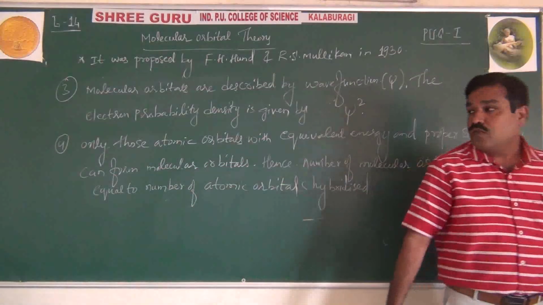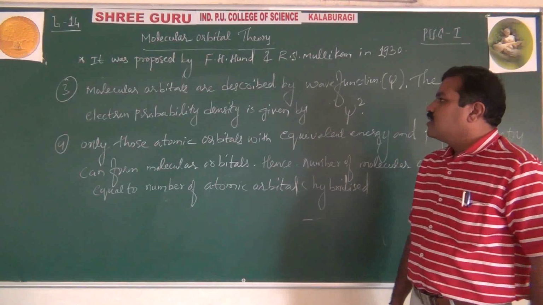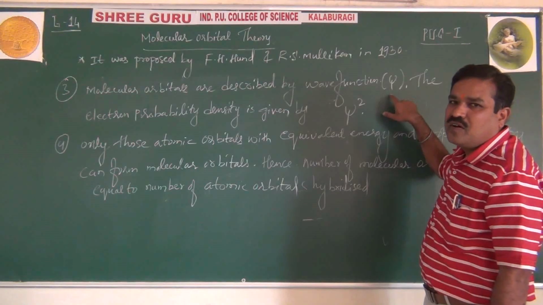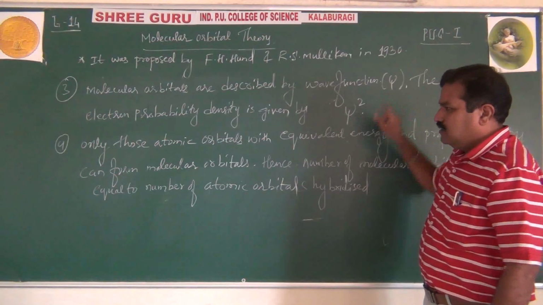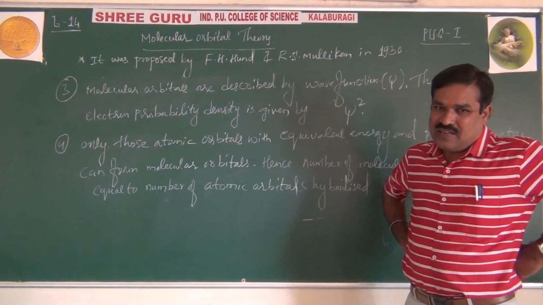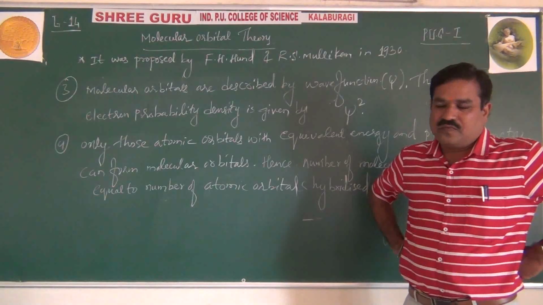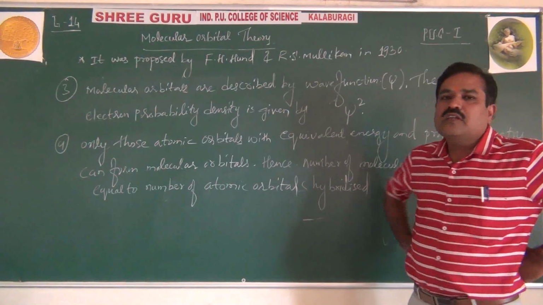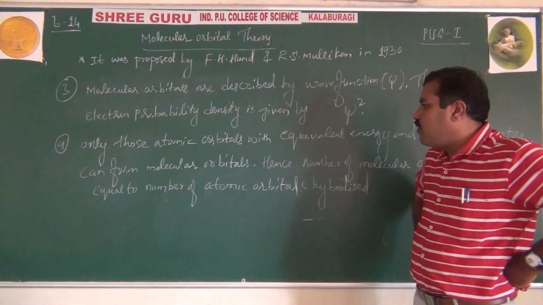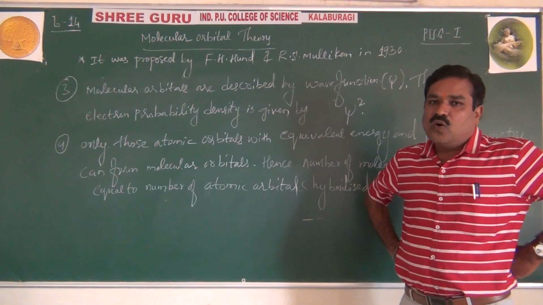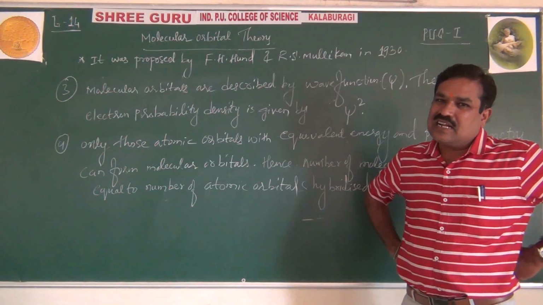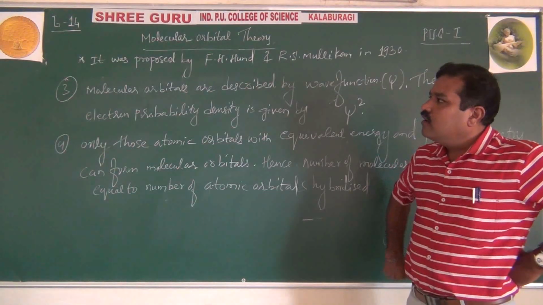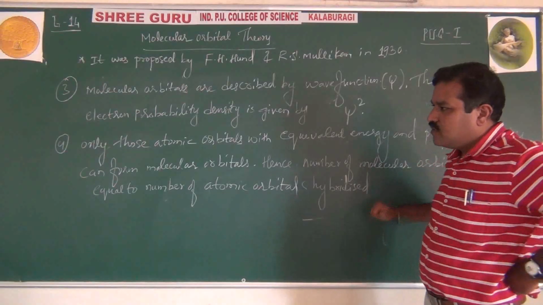This is the fourth one. That means molecular orbitals are described by an approximation method. It is called the psi wave function, in the form of upward displacement and downward displacement. But the electron probability density is given by the square of the wave function. And remember, only those atomic orbitals will form molecular orbitals if they have equivalent energy and proper symmetry. Otherwise, no, phase out. If they have proper energy and proper symmetry, phase in. Improper symmetry, phase out. Once again, I will explain the shape of the molecular orbitals. Okay, this is about the fourth one.